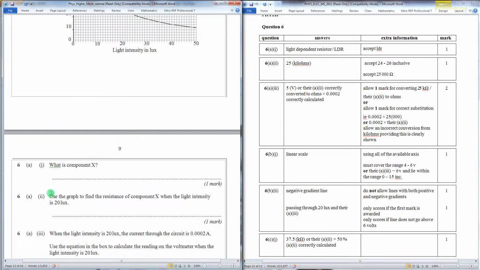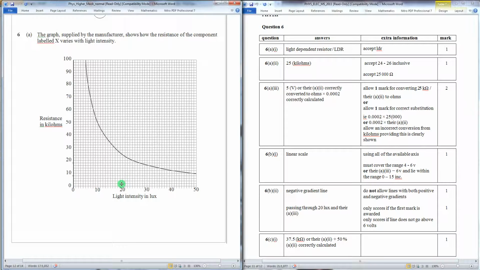So the next part after what is the component is use the graph to find the resistance of component X when the light intensity is 20 lux. Well, you just go to the 20 lux mark on the graph, up and across, and it will be 25. You don't lose a mark here for not putting the units. That's why the kilo ohms is in brackets. They punish that later on. Okay, so 25 is fine. And there's always a range when you're reading off a graph like this. You're allowed 24 to 26.